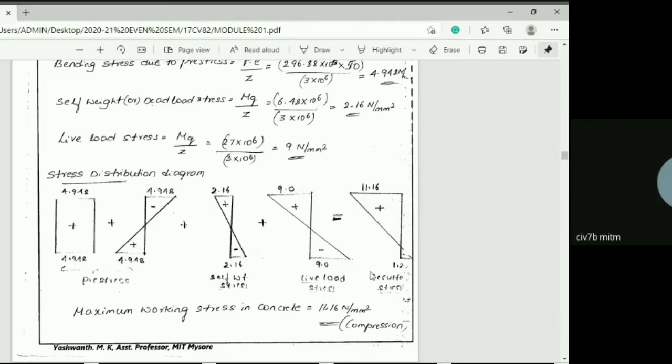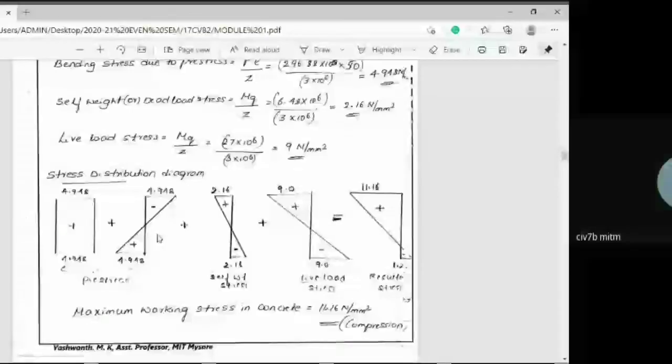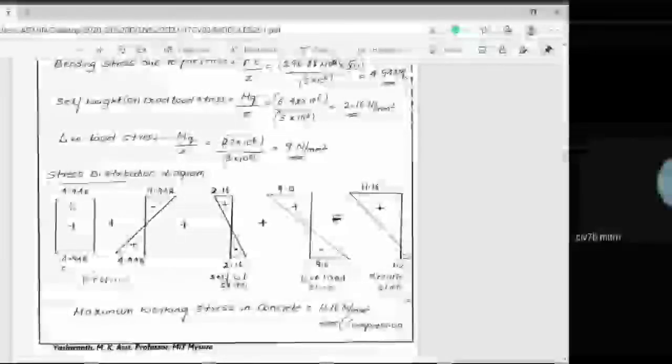Same thing. Write down a beautiful straight line. To my left, positive. To my right, negative. Draw the slanting line. Positive at the top and negative at the bottom. Same thing. Once it is subjected to live load, it will create compressive stresses at the top and tensile stresses at the bottom.